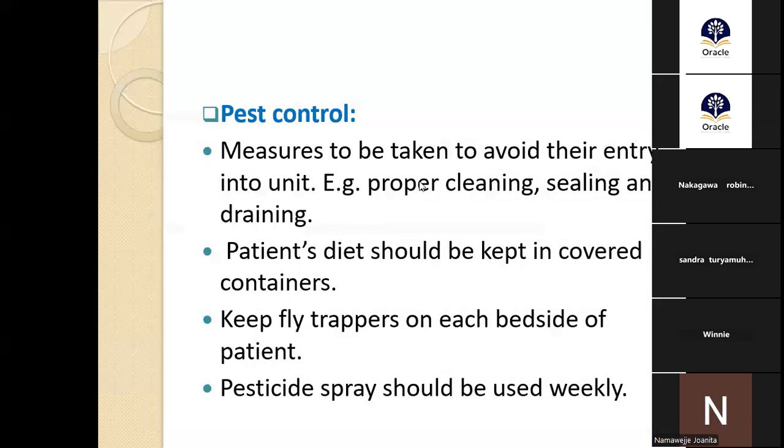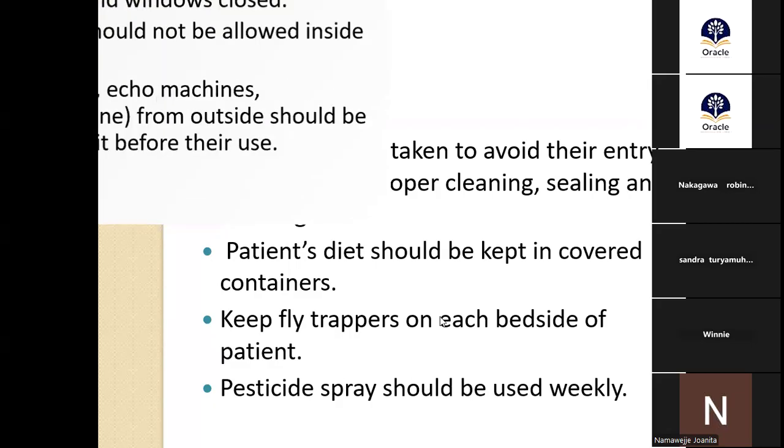Pest control. These are measures to avoid their entry into the unit, e.g. proper cleaning. You properly clean your stores, properly clean the wards, sealing, and then cleaning in order to prevent these pests from entering. Like rats, some of them may carry microorganisms. Food should be kept in covered containers to avoid contamination. Fly trappers on each side of the patient's bed. Insecticide spray should be used weekly. It's not ideal for us.